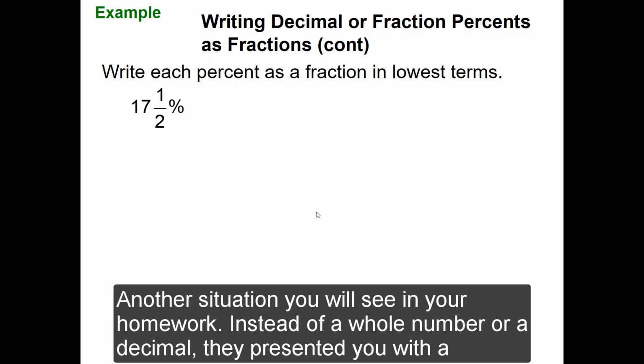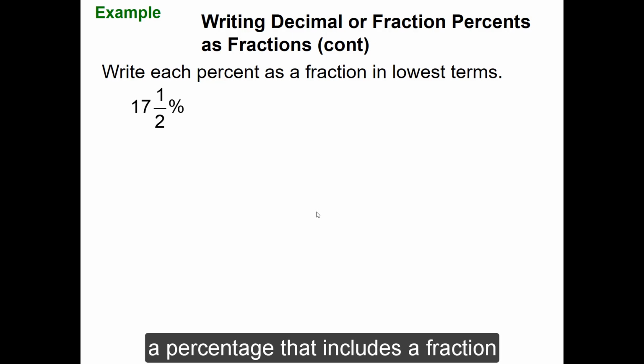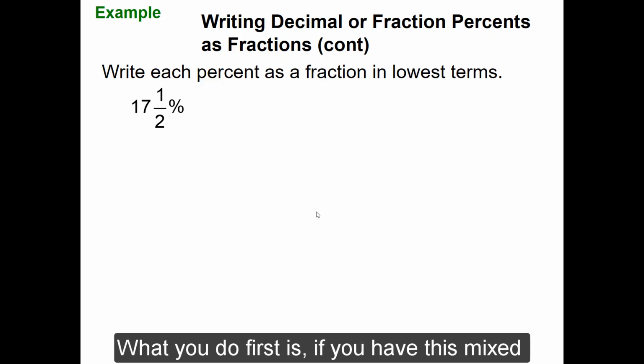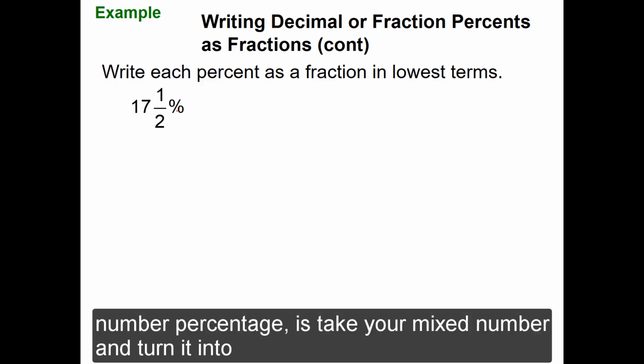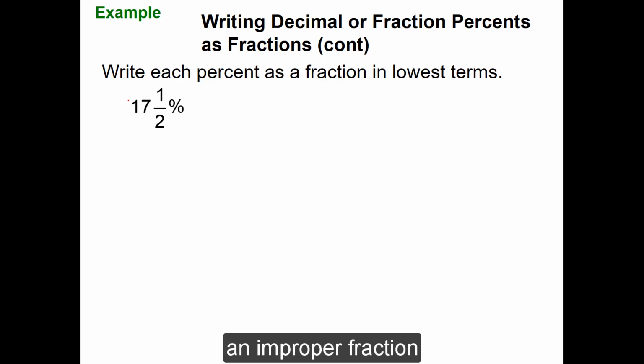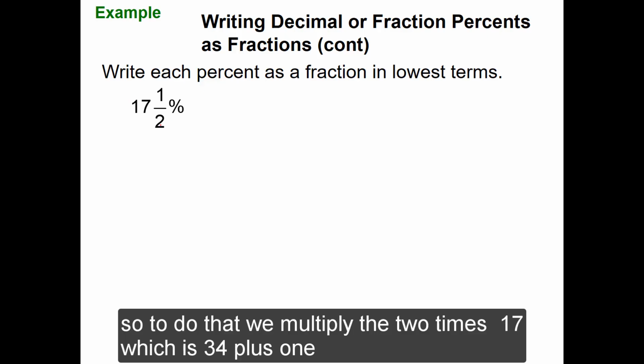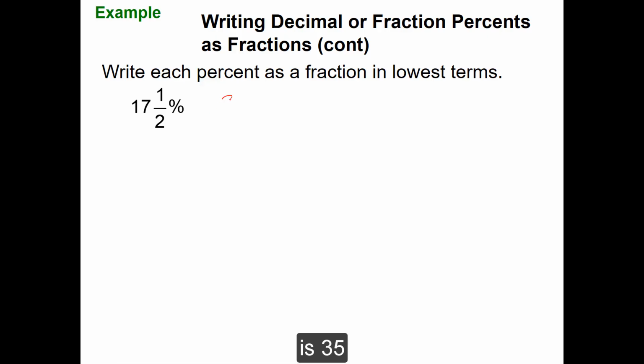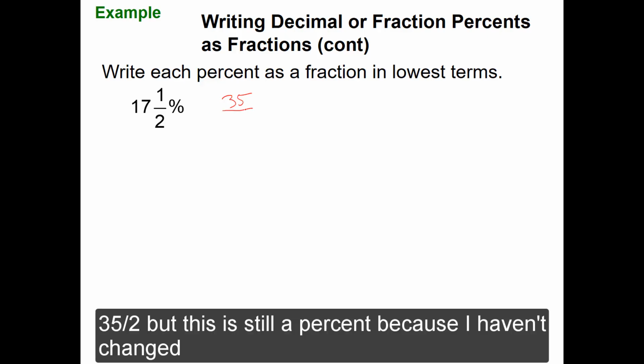Here's another situation that you will see in your homework. Instead of a whole number or a decimal, in this case they've presented you with a percentage that includes a fraction. So let's see what we'll do. What you want to do first is, if you have this mixed number percentage, take your mixed number and turn it into an improper fraction. To do that, we multiply the 2 times the 17, which is 34, plus 1 is 35. So this is 35 over 2.